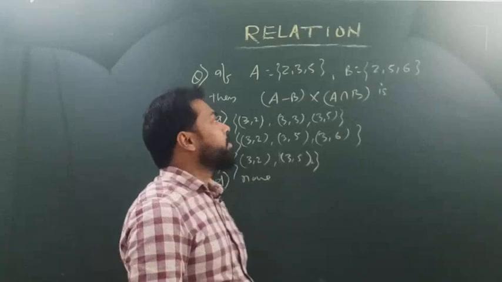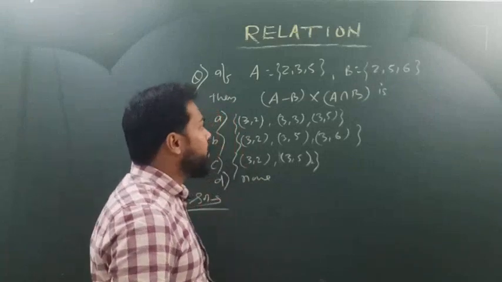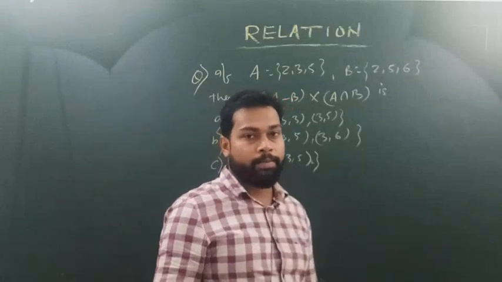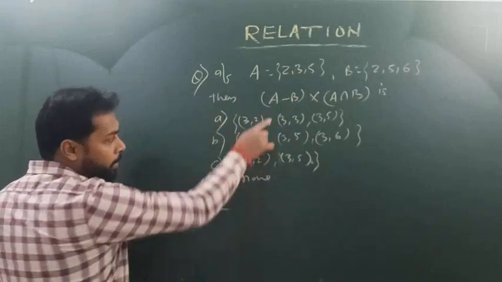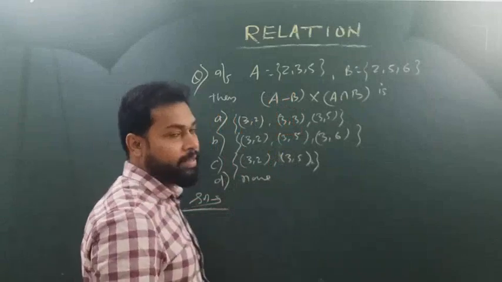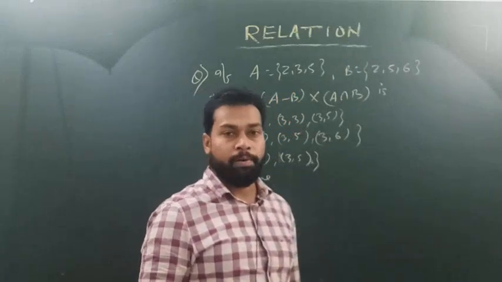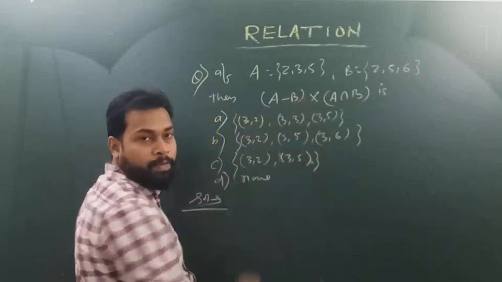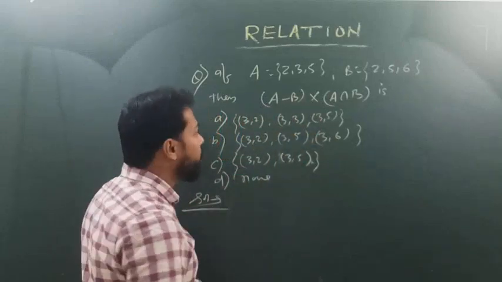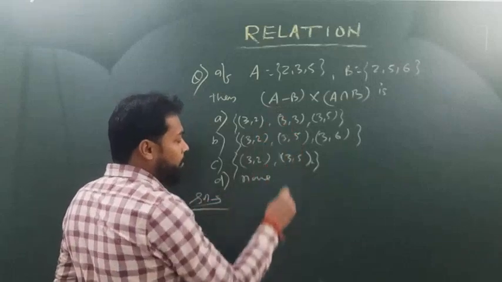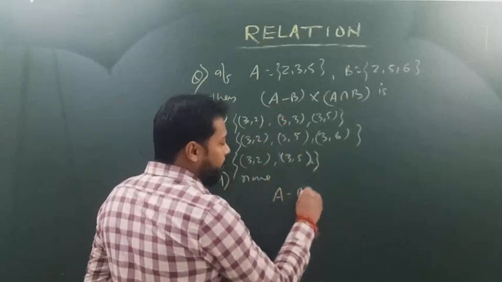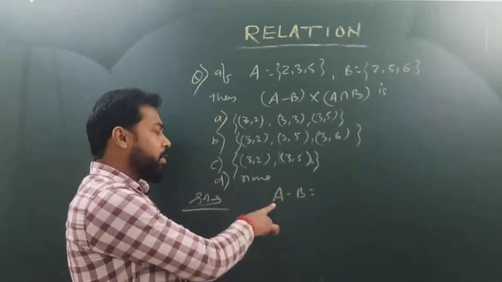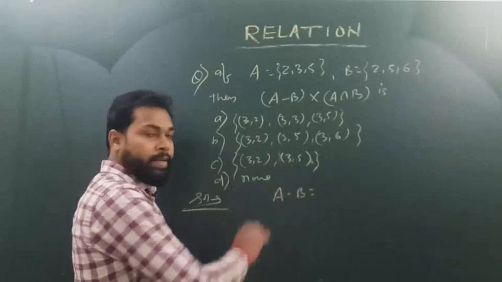So we have two sets, set A and set B. The elements of set A are 2, 3 and 5. The elements of set B are 2, 5 and 6. We have to find (A minus B) cross (A intersection B). This is a mixed problem of set theory and relation, and it is a problem of Cartesian product. Cross means the Cartesian product. First of all, what is A minus B? The meaning of A minus B is the elements of A which are not present in B.